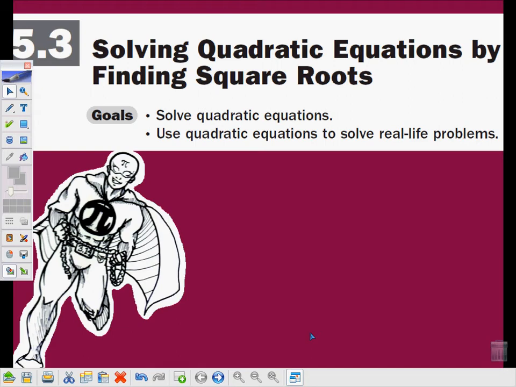The first video we talked about finding square roots. This one we're actually going to use square roots to solve quadratic equations. We're going to solve the real life part for class, but that is our second objective, our second goal for this section. So let's take a look at what's going on.